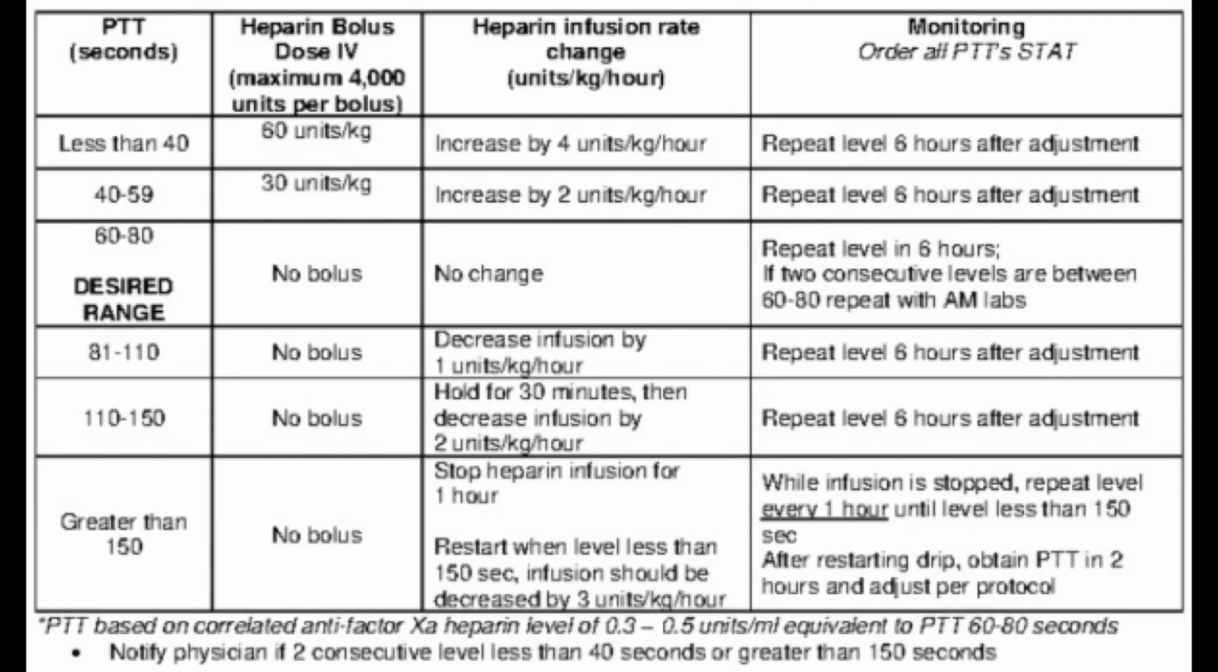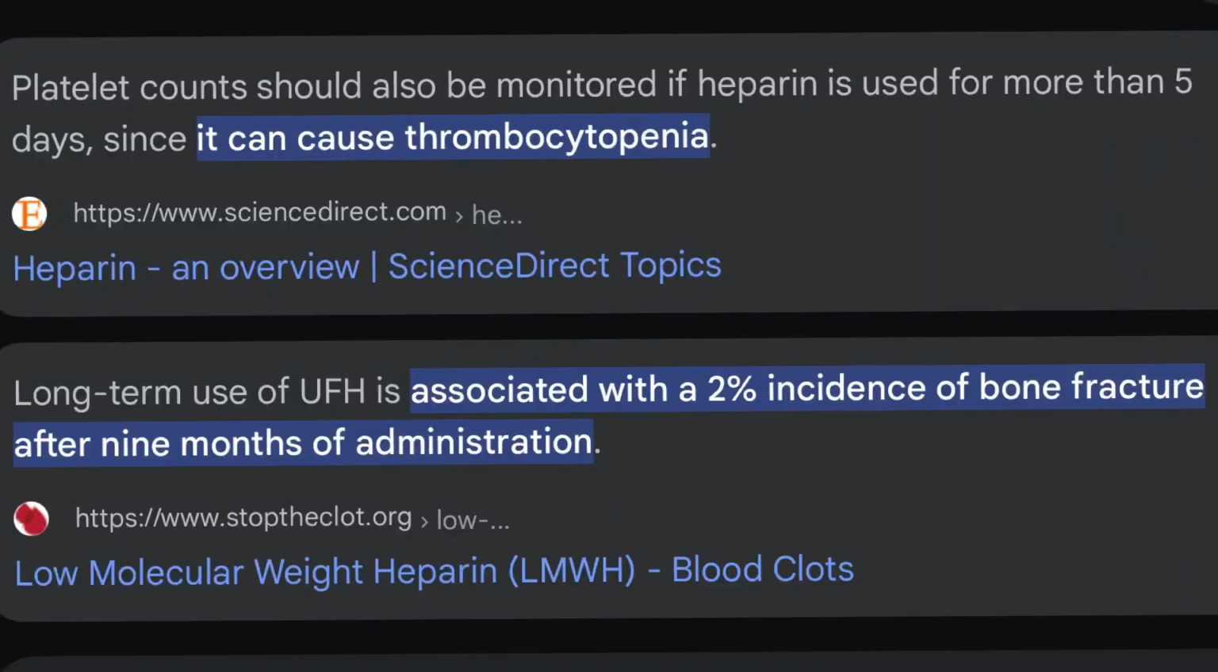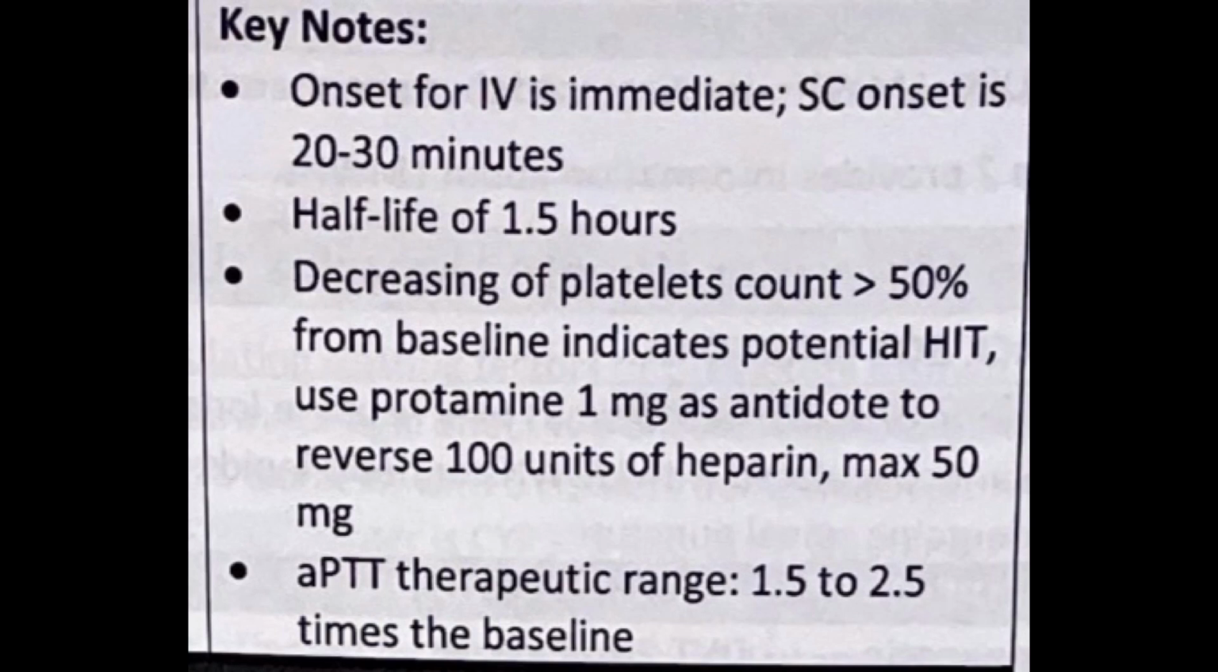60 units per kilogram IV bolus with a max of 4,000 units, then 12 units per kilogram per hour with a max of 1,000 units. This is not really recommended to use this regimen over 48 hours. You want to max it out at that, but it's for treating acute STEMI. Given IV, unfractionated heparin has an immediate onset of action. Sub-Q, it's about 20 to 30 minutes before it's going to take effect. The half-life is 1.5 hours.